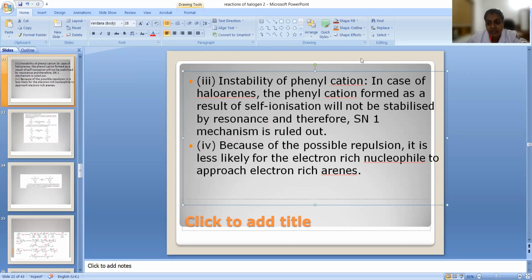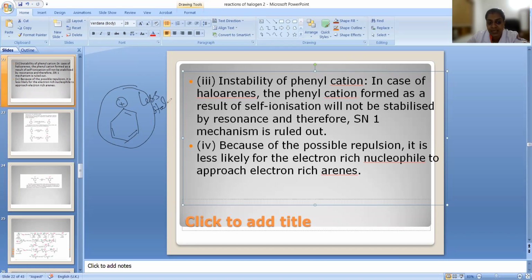Instability of phenyl cation. So we know that in halogenoalkane, after removal of the halogen atom, we will get a carbocation that is stabilized because of the CH3 groups. Tertiary carbocation is more stable, as we have learned. But here, when you remove the chlorine atom, it will get a positive charge, right?